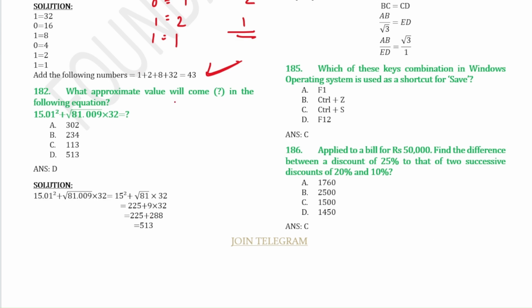Next, we have to find the approximate value. So in case of approximate value, just ignore the points.